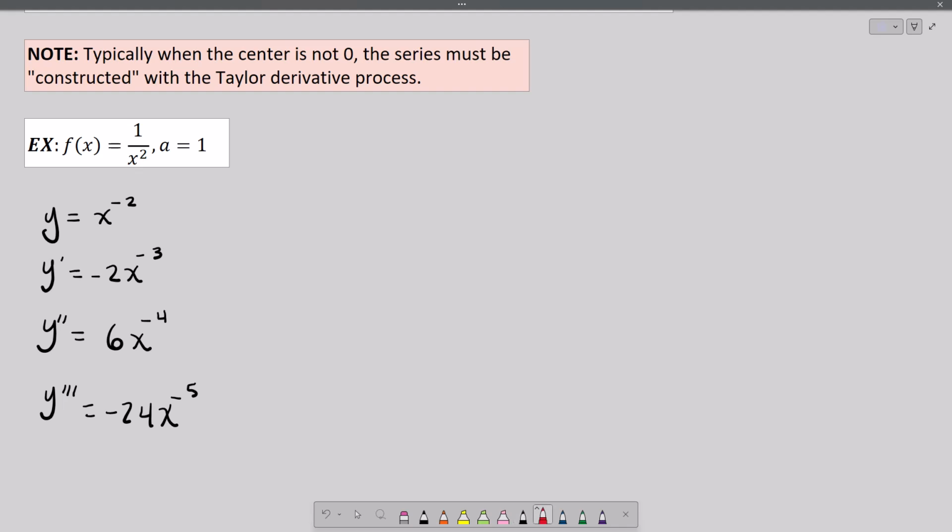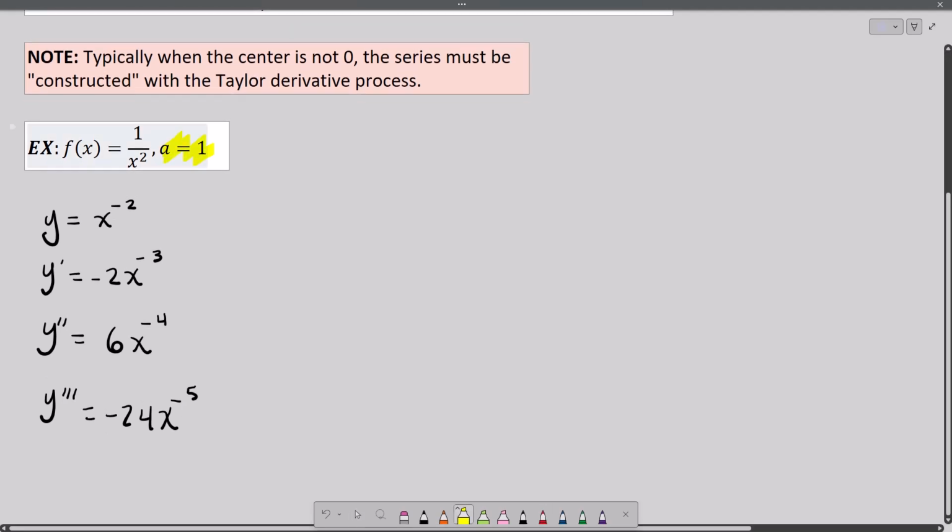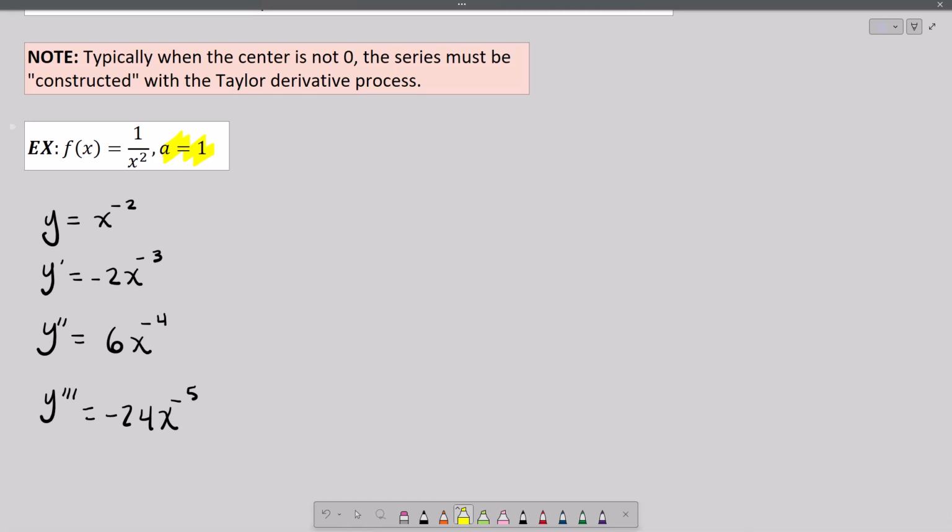Now when we look at that and we recognize, oh, the center is not 0, so none of those are 0, so the first 4 non-zero terms actually will be p sub 3 in this case. So now we're going to pop the center in. We're going to have y of 1, that'll be 1. Y prime of 1 will be negative 2. Y double prime of 1 is 6. And y triple prime of 1 is negative 24.